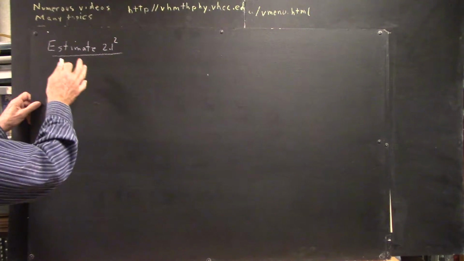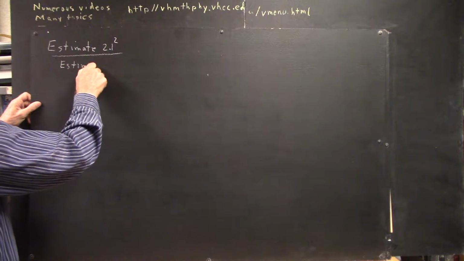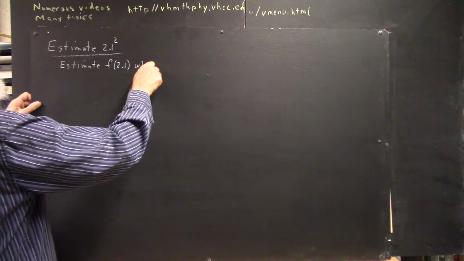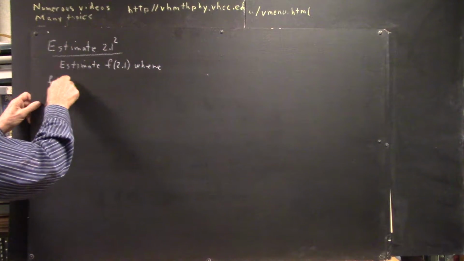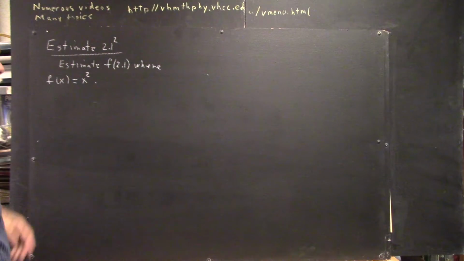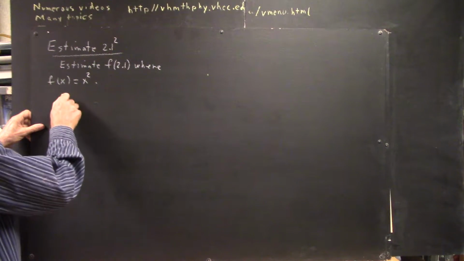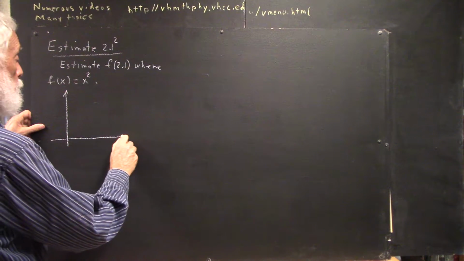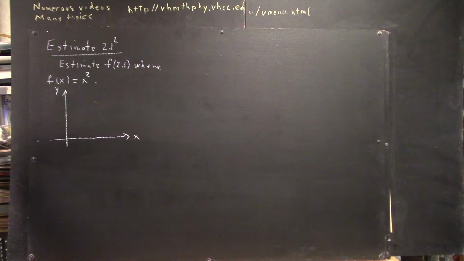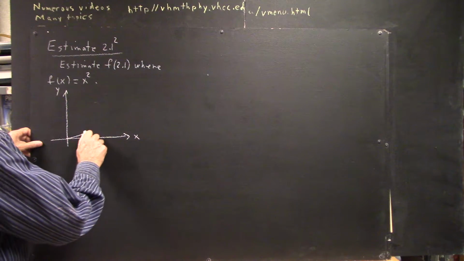Okay, so we could say this is the same as estimating f of 2.1, where f of x equals x squared, because the value of f of 2.1 would then be 2.1 squared. Of course, you could put that in your calculator, or work it out on paper, or in your head, whatever. Again, that doesn't illustrate what we want to illustrate here. So we graph the function y equals x squared. The graph will look something like this.